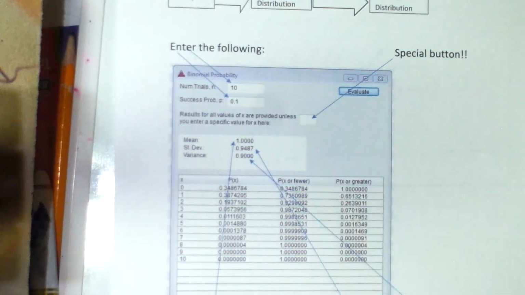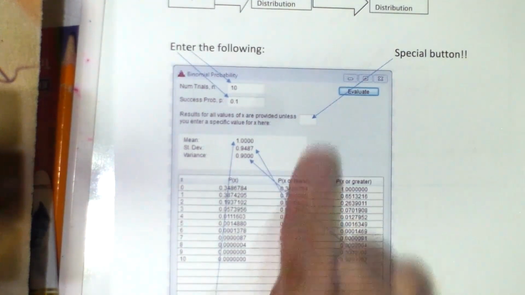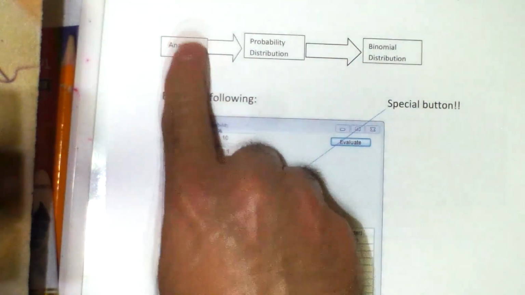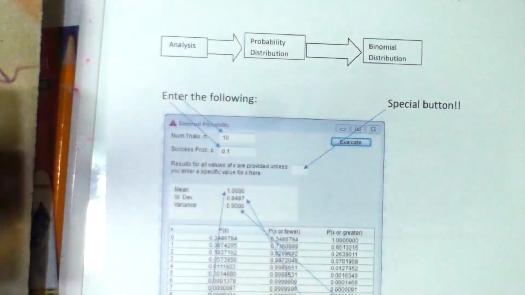All right. Okay, so let's go to our StatDisk, and I think I showed you how to do it already, right? How to go into it. Click on analysis, probability distribution, binomial, and we're gonna fill in the box.